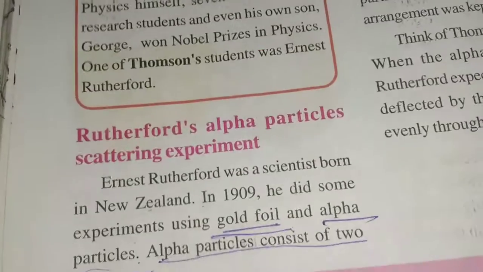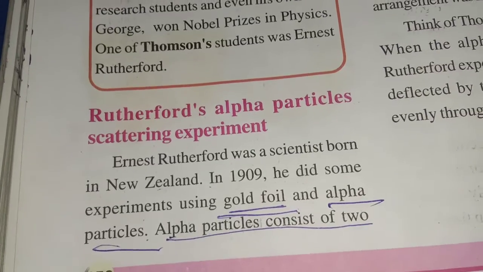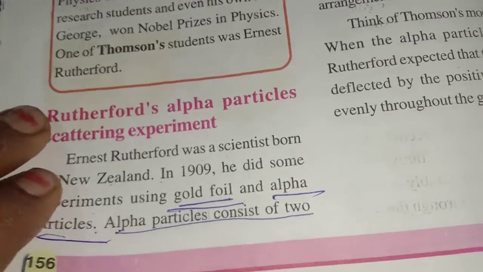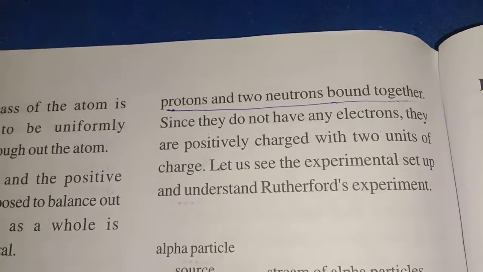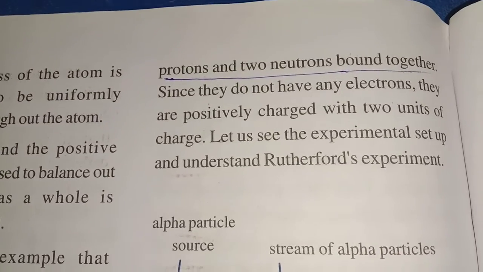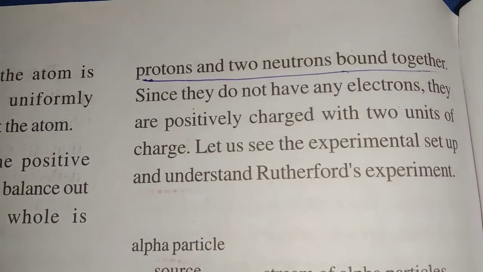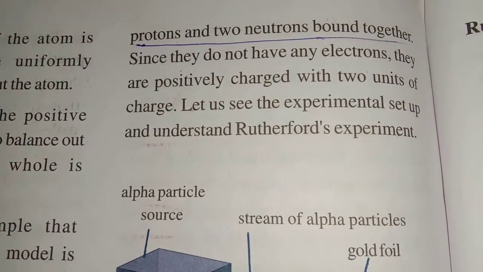Ernest Rutherford was a scientist born in New Zealand. He did an experiment using gold foil and alpha particles. He took one gold foil and directed alpha particles at it. Alpha particles consist of two protons and two neutrons bound together. Neutrons have no charge, and protons have a positive charge. Since they do not have any electrons, alpha particles are positively charged with 2 units of charge.